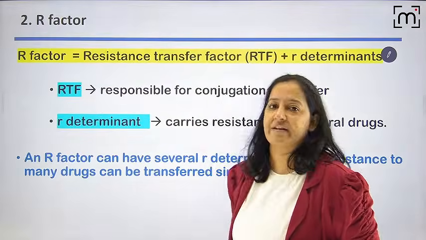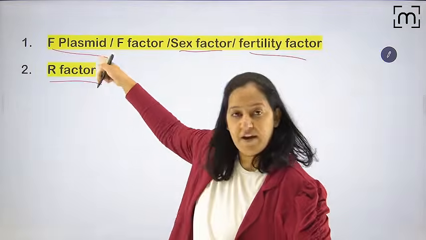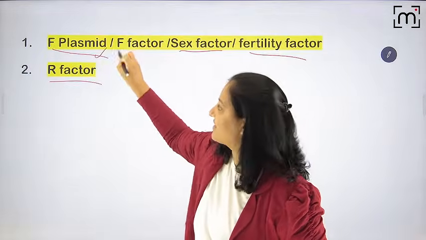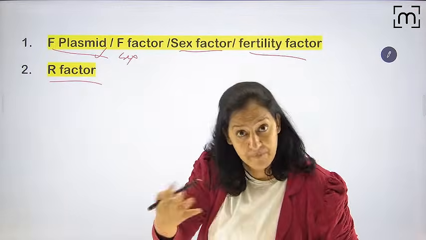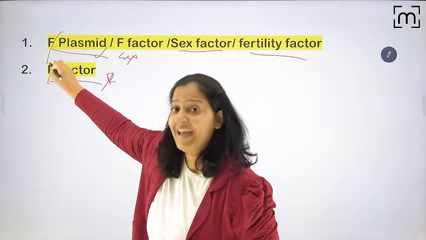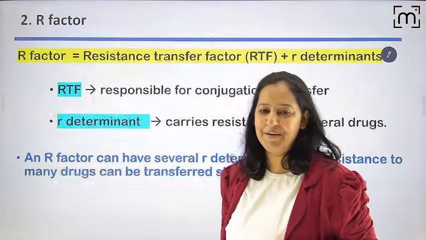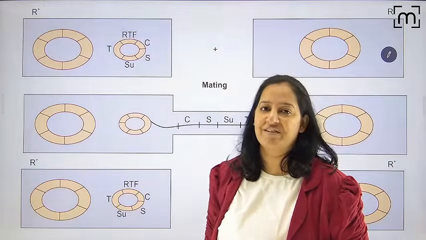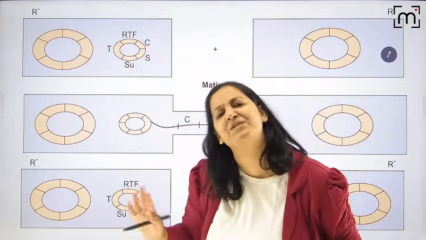The second is the R factor. There are two examples of conjugation. We have seen F factor. It is the sex factor. It is transfer of maleness. The second is R factor. R for resistance, F for fertility. Okay, what do you mean by resistance? R factor. See the two bacteria here, A and B. They are best friends.